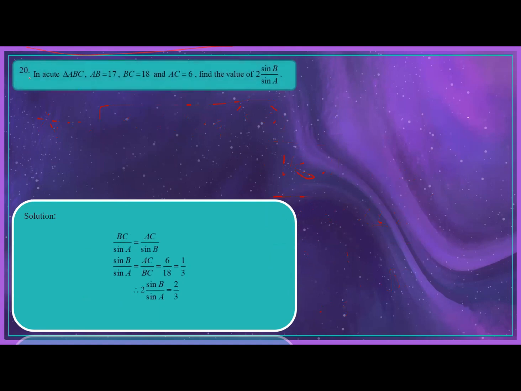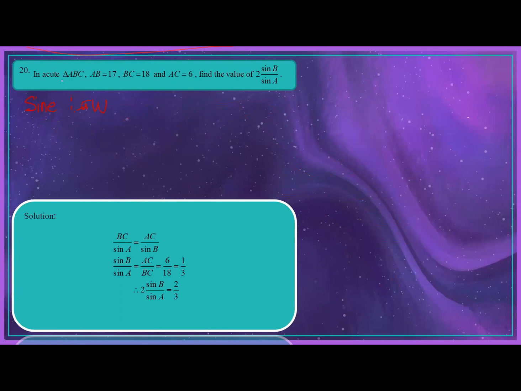Okay. So here in acute triangle ABC, you have AB equals 17, BC is 18, and AC equals 6. Find the value of 2 times sine B over sine C. So this is called the sine law. Okay, sine law, which is easy.